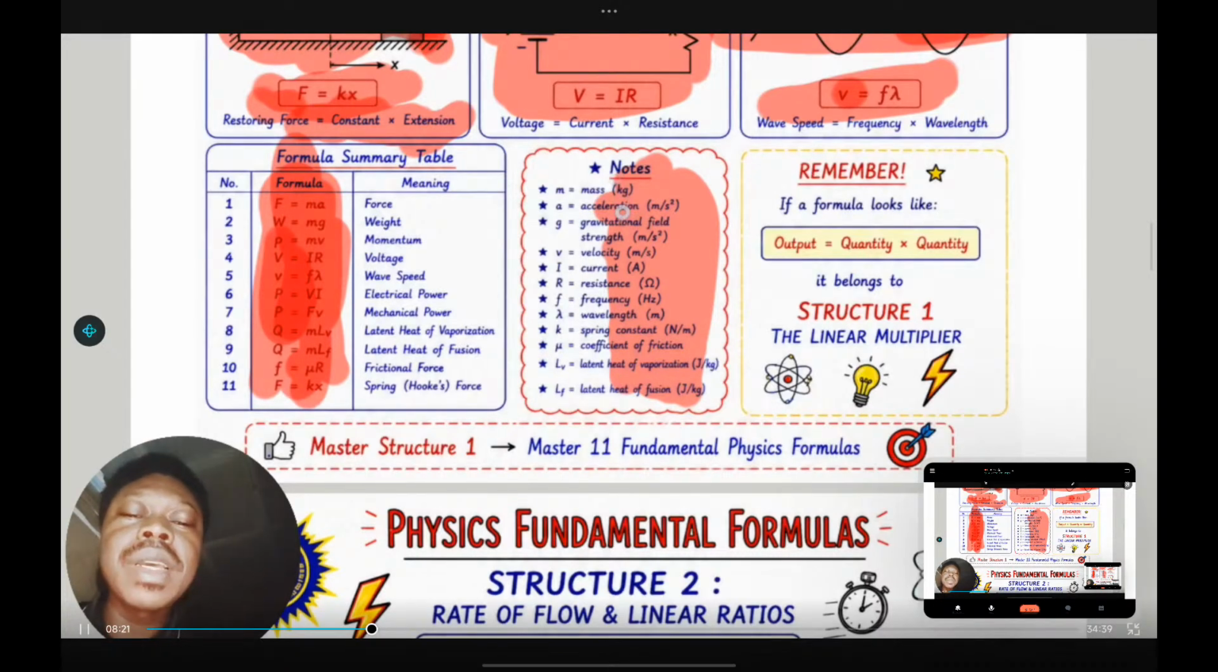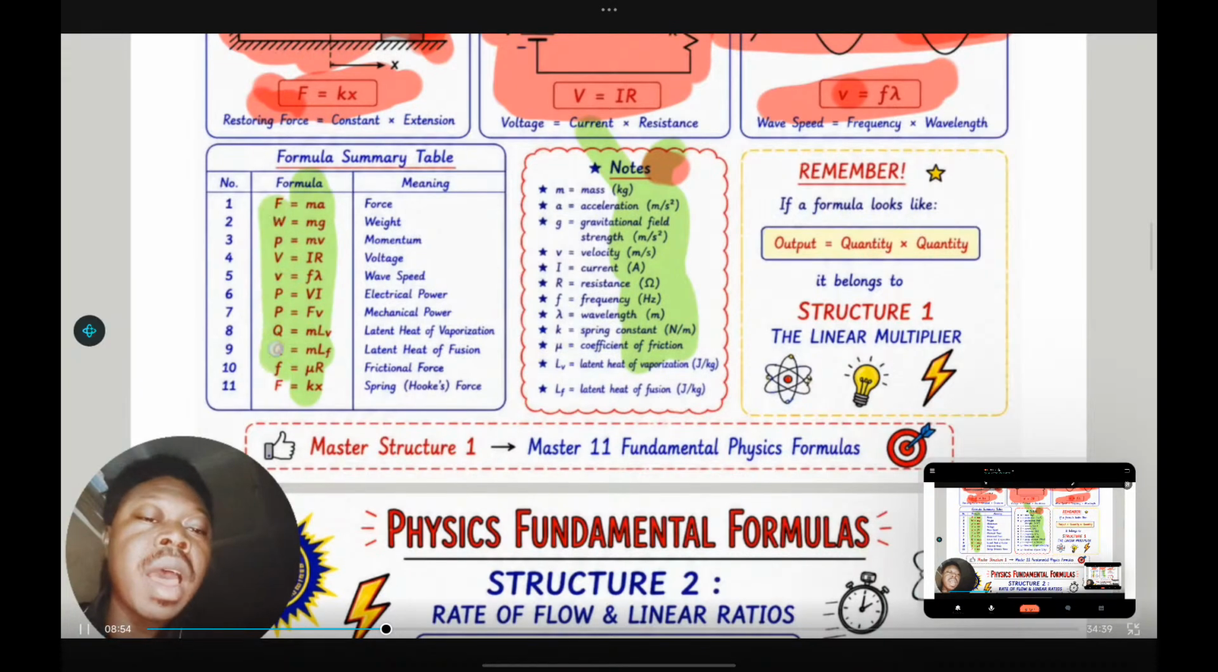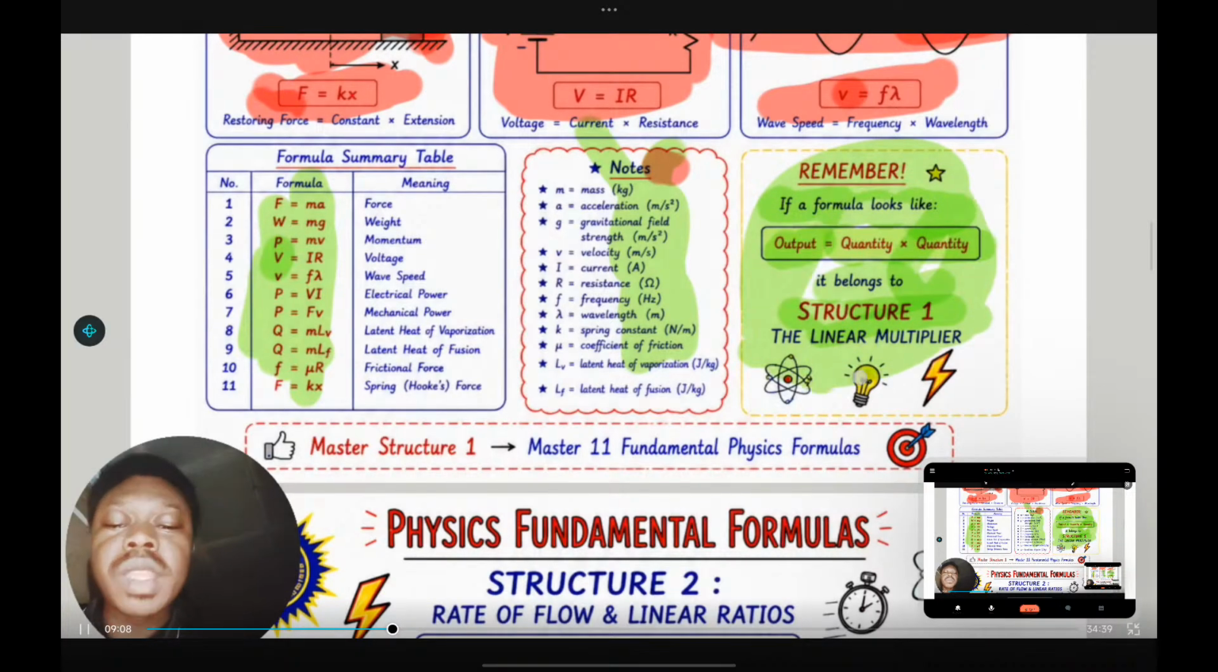And I'm giving you this as a tip and as a secret. There is no question that will come in physics that has values without SI units. So even if you forget these formulas, you can use the SI units attached to get your formula back. Is that clear? So if a formula looks like output equals quantity multiplied by quantity, it belongs to structure 1, the linear multiplier. This is your secret.